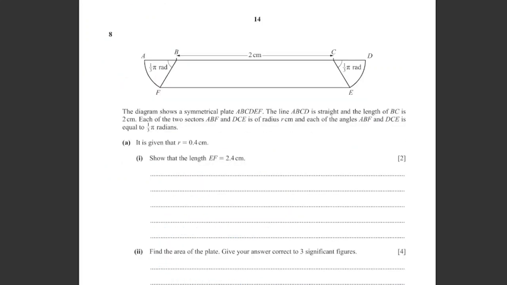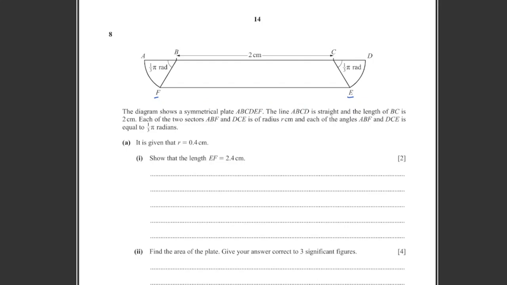We got question number 8 over here, and it says the diagram shows a symmetrical plate ABCDEF. The line ABCD is a straight line, it's this top line. And the length of BC is 2 centimeters. Each of the two sectors, ABF and DCE, is of radius r centimeters, and each of the angles ABF and DCE is equal to 1/3 pi radians. It is given that r is equal to 0.4 centimeters, and we need to show that the length of EF is 2.4 centimeters. So this is E, this is F. We need to show that this length is equal to 2.4 centimeters.